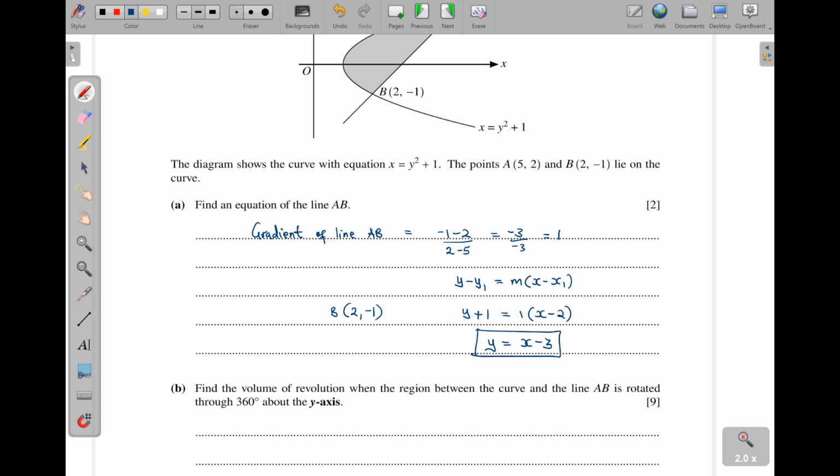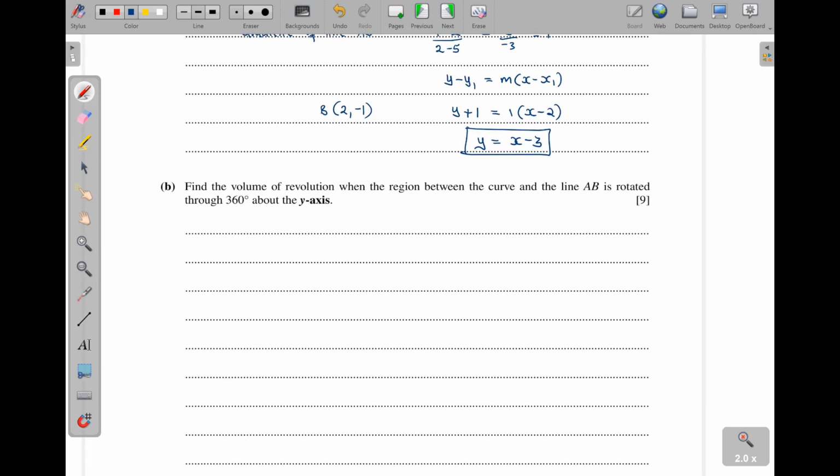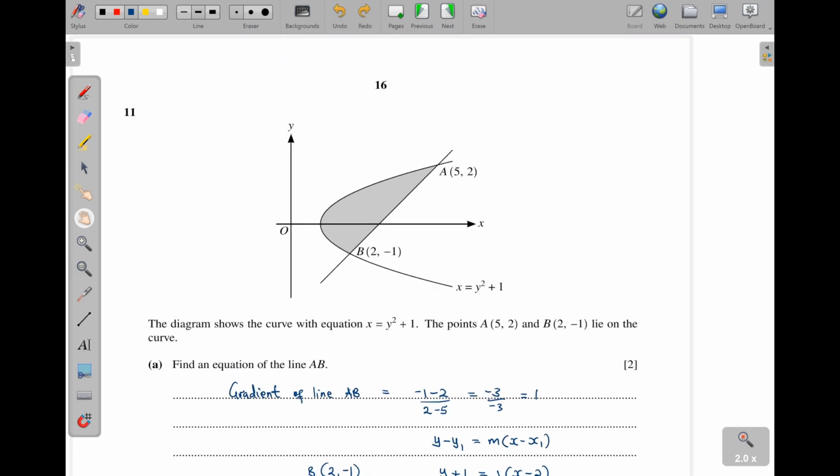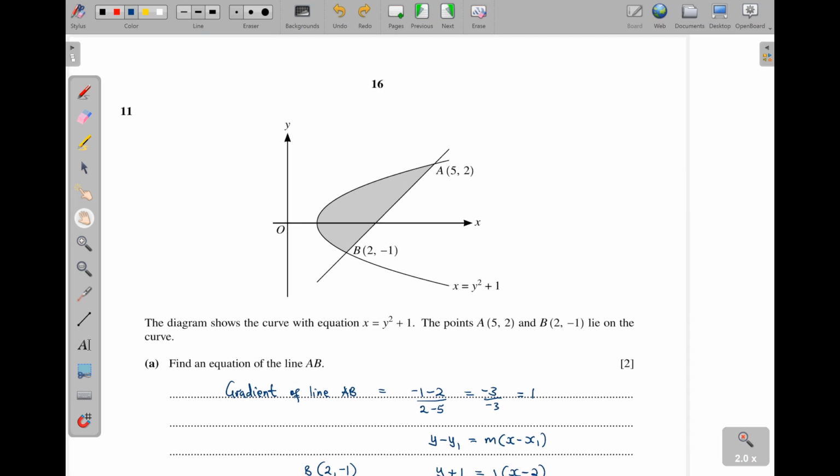That is that. Then part B, find the volume of revolution when the region between the curve and the line AB is rotated through 360 degrees about the y-axis. So when we rotate this one about the y-axis, it is going to produce the same thing on this other side, this way. So we are going to find something like this. In other words, we are going to get a cylinder.